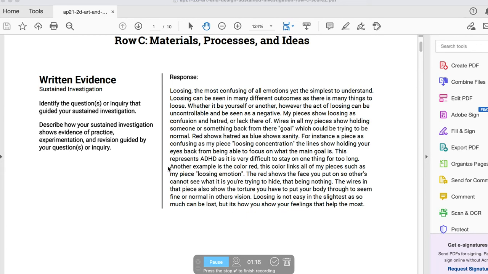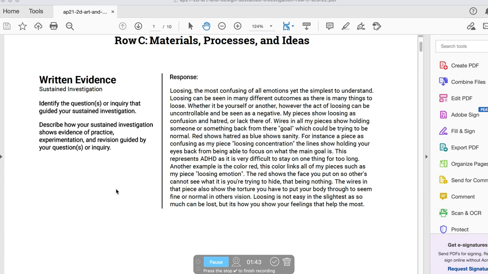Wires in my pieces show holding someone or something back from their goal, which could be trying to be normal. Red shows hatred as blue shows sanity. For instance, a piece as confusing as my piece losing concentration, the lines show holding your eyes back from being able to focus on what the main goal is. This represents ADHD as it is very difficult to stay on one thing for too long.